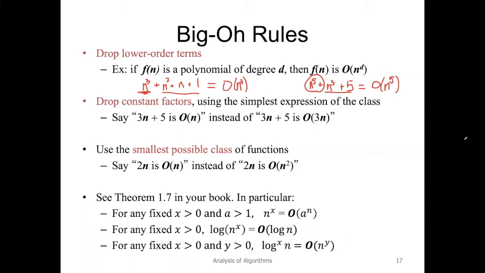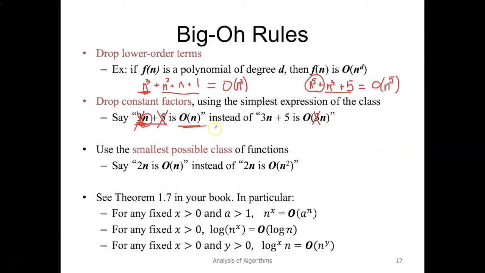So that's our first rule. Secondly, we drop any constant factors. So if we have 3n plus 5, we can already, from our first rule, get rid of 5 because that's a lower order term. And what we're left with is this 3n. But 3 is a constant factor. This is a coefficient to n. So rather than saying this is big O of 3n, we get rid of this constant factor 3 as well. The only thing we're left with is n. So we'd say that 3n plus 5 is big O of n, rather than saying it's big O of 3n. Right? So we don't use these constant factors.